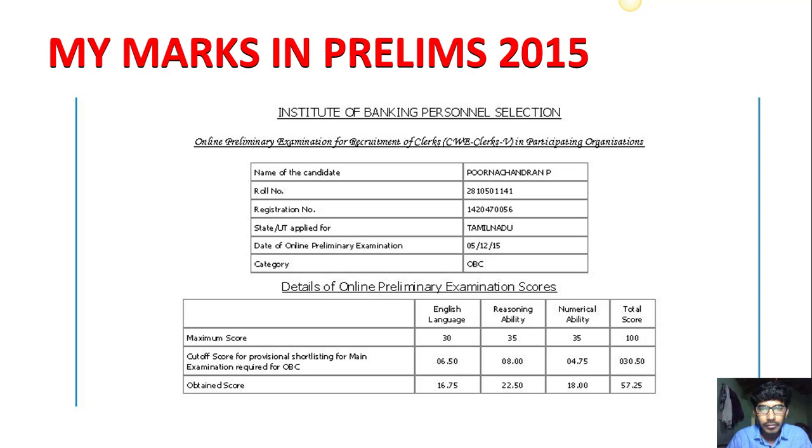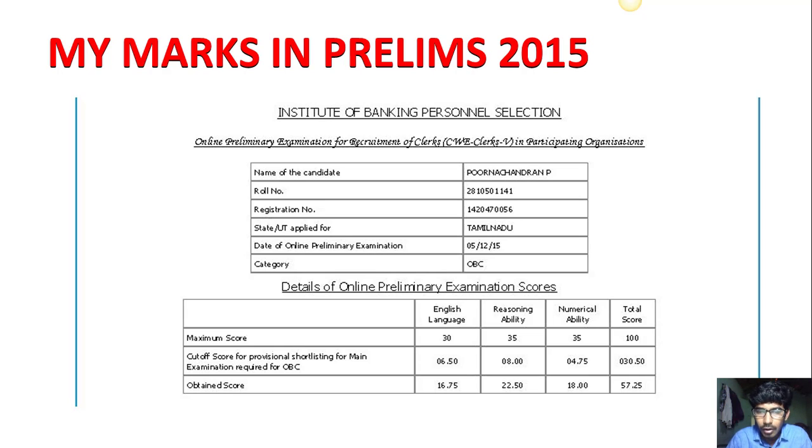Here this is my mark of clerk exam, clerk prelims 2015. Below you can see my marks. For English, out of 30 I got 16.75 and the sectional cutoff is 6.5. In reasoning, out of 35 I got 22.5 and the minimum cutoff is 8 marks, and in numerical, out of 35 I got 18 and the sectional cutoff is 4.75 for numerical ability.